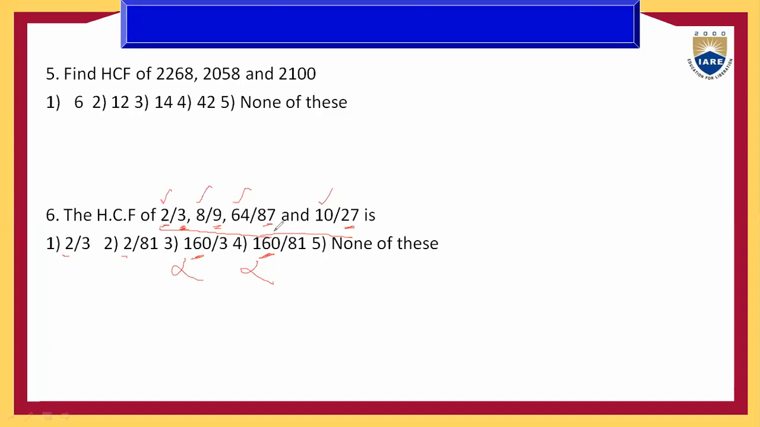So the LCM is equal to the highest value or more than the highest value. Here we see 3, 81. So is 81 equal to 87? No. The highest value is 87. That means all these options are not suitable as the answer to this question. So option number 5, none of these, is the answer.